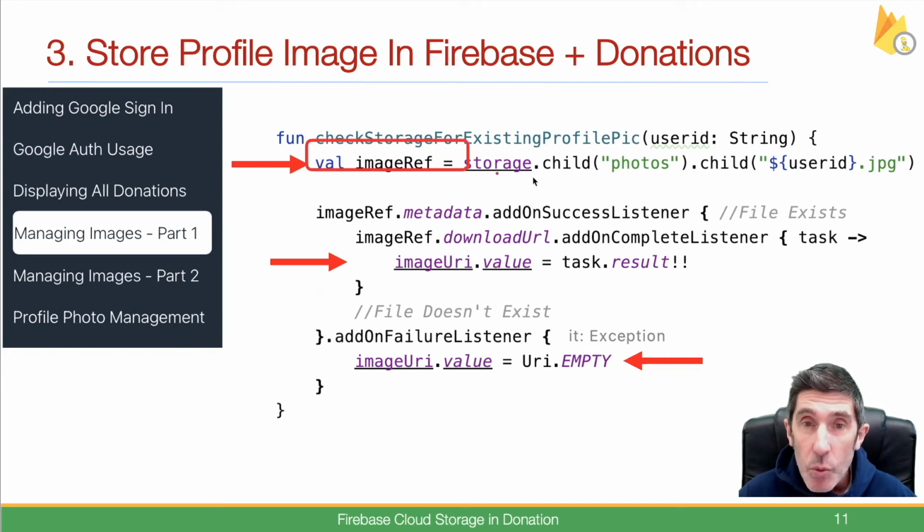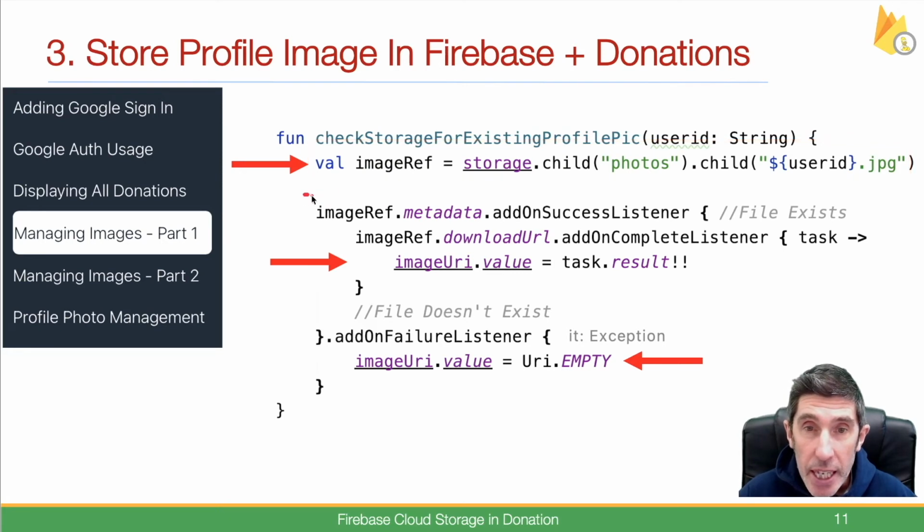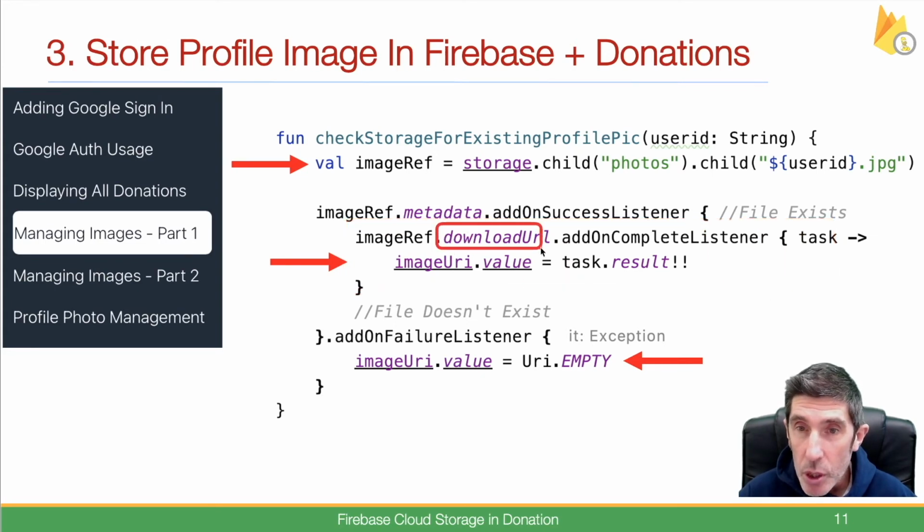So this will return, or will be successful in that the image ref will have metadata and information about the image itself. So if the image exists, the add-on success listener gets triggered, which in turn we use to download it. We can get at that download URL, and once that completes, this is all taken directly from the developer docs, we update the image value URI with what was pulled down. That will be the download link.